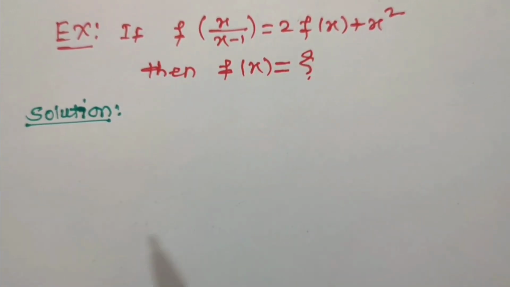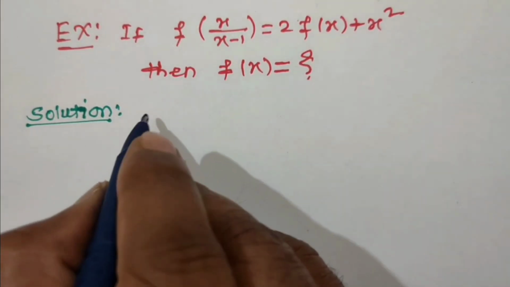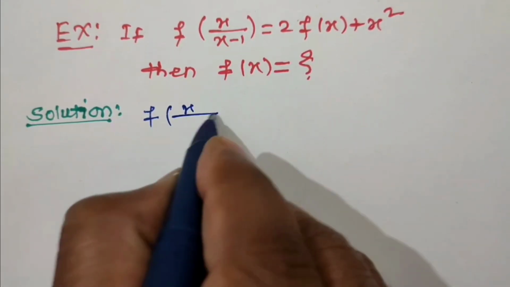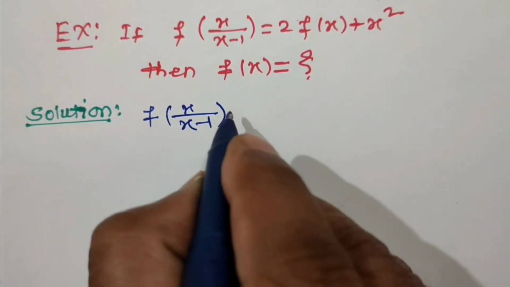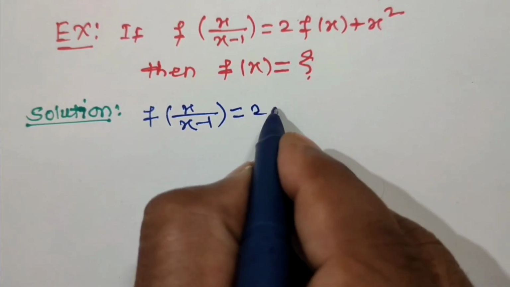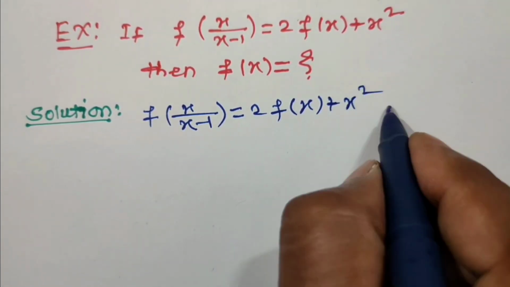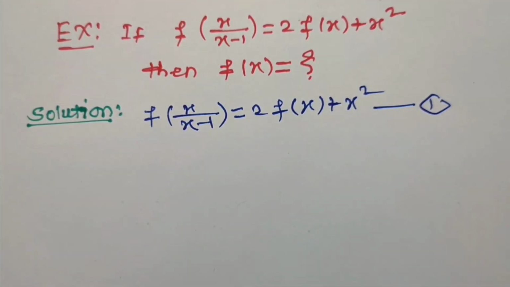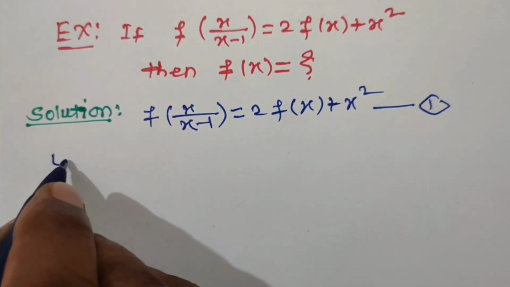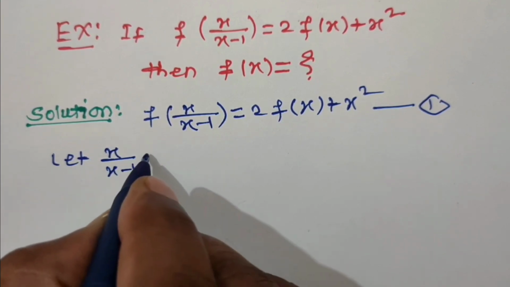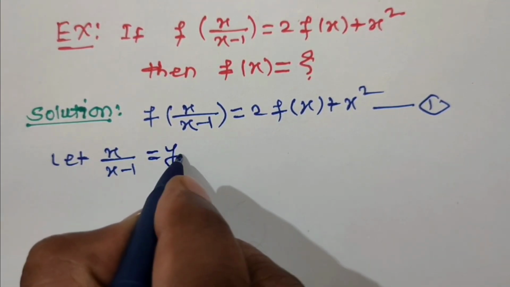This is the given statement. Solution for this: given that f of x upon x minus 1 is equal to 2 times f of x plus x square. Consider this is equation number 1. Now here we have to assume x upon x minus 1 is equal to a new variable y.